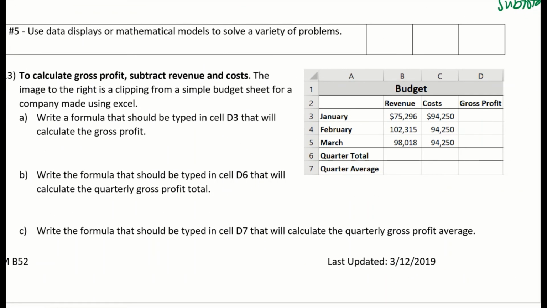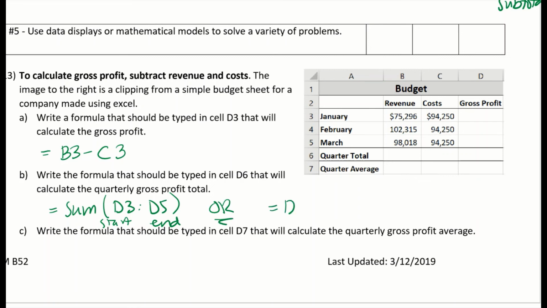Now, if you've been keeping up with the Excel, you'll be somewhat familiar with these. It says to calculate gross product, we need to subtract revenue and cost. So you're looking at B3 minus C3. Sum, right, that's total. So remember, you have the start number, colon the end number, or you can list them all out by adding them. So D3 plus D4 plus D5.